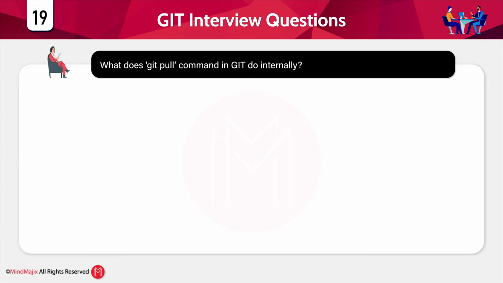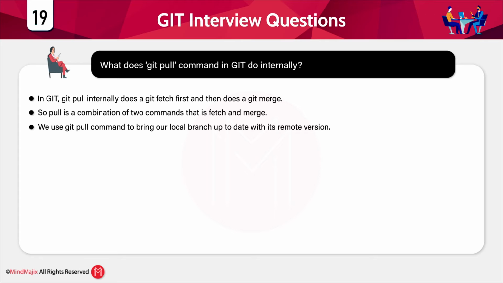What does the git pull command do? Git pull allows us to retrieve the files from the remote repository to our local repository. Git pull internally does a git fetch. Git fetch allows us to verify whether any updates are available in the remote repository or not. If updates are available, then using git pull, we can get those updates into our local repository.